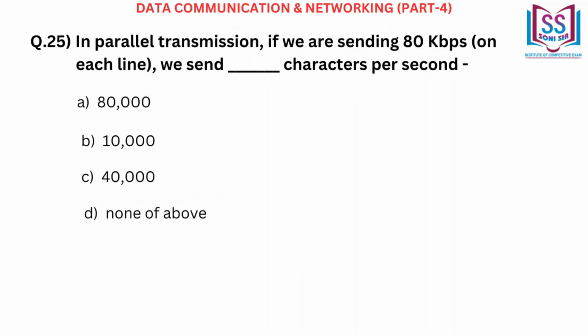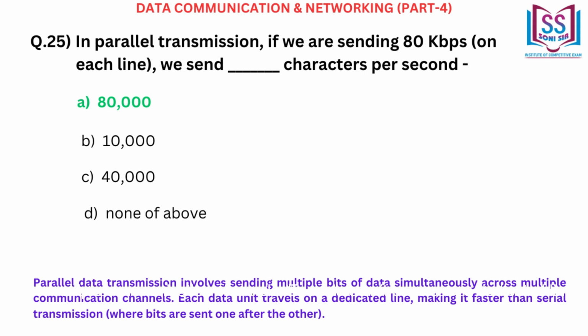In parallel transmission, if we are sending 80 kbps, on each line we send dash characters per second. A 80,000, B 10,000, C 40,000, D none of above. Correct answer A, 80,000. Parallel data transmission involves sending multiple bits of data simultaneously across multiple communication channels. Each data unit travels on a dedicated line, making it faster than serial transmission, where bits are sent one after the other.